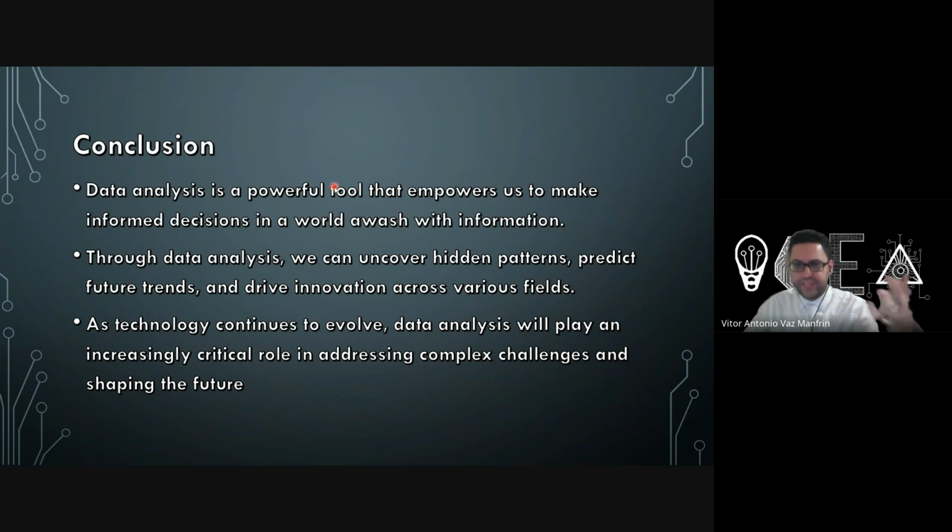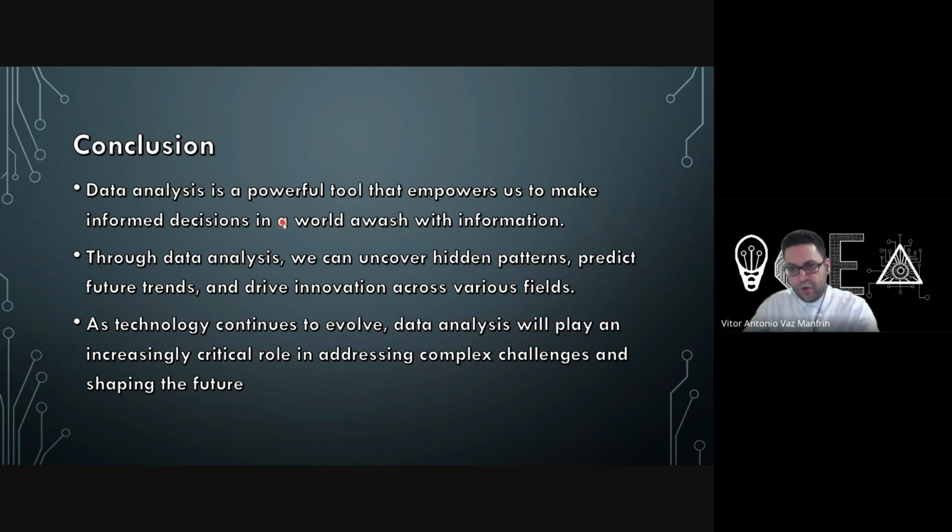Our conclusion of this demonstrative class: data analysis is a powerful tool that empowers us to make informed decisions in a world with a lot of information. Netflix does that. Amazon does that. Walmart does that. Most of the great companies in the world use data analysis processes to improve their processes and provide customers and clients a better experience.